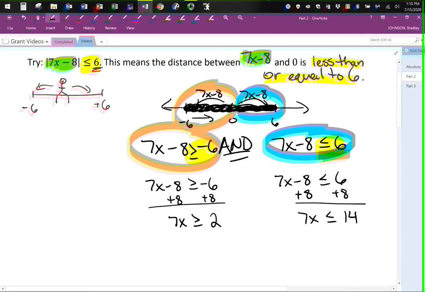Now, with both of these, you have 7x multiplied by an x. So I can divide both sides by 7, and you would have x greater or equal to 2/7. And then this one would be x less than or equal to 2.